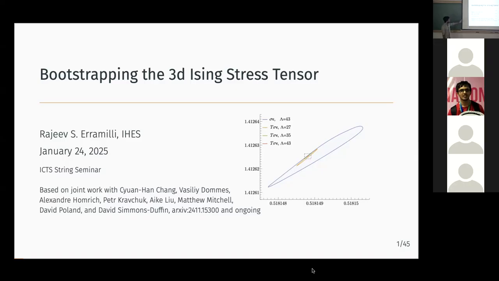This talk will be based on some joint work with all of these authors that appeared on the arXiv a couple of months ago, as well as some ongoing and unpublished work.